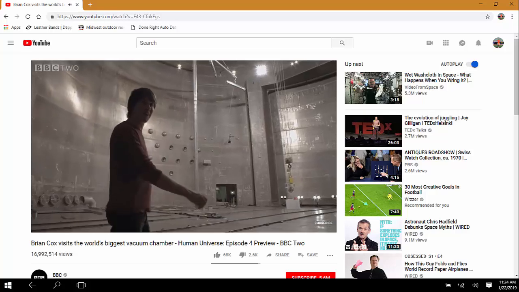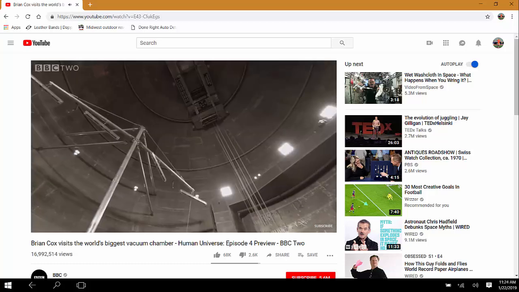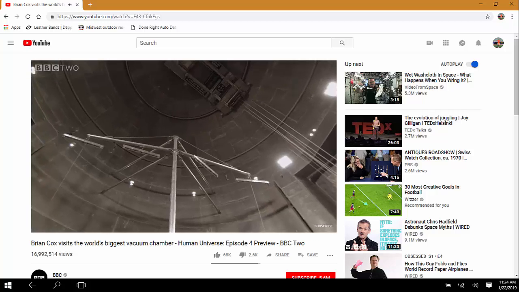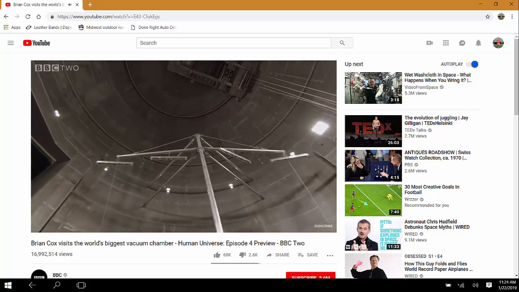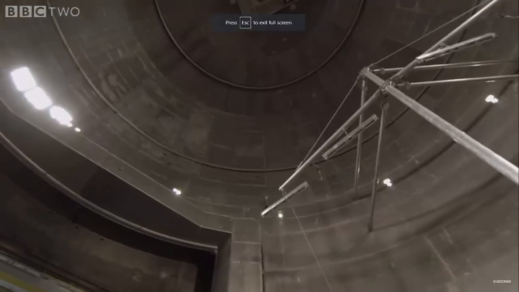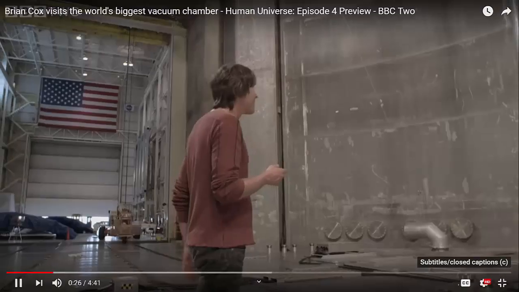Near Cleveland, Ohio, and it is the world's biggest vacuum chamber. It's used to test spacecraft in the conditions of outer space, and it does that by pumping out the 30 tons of air in this chamber until there are about 2 grams left.